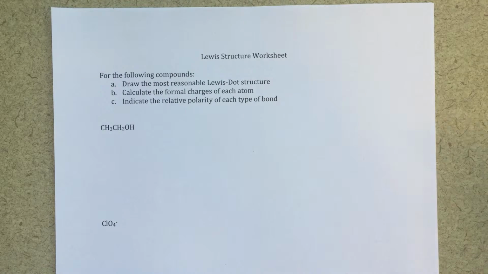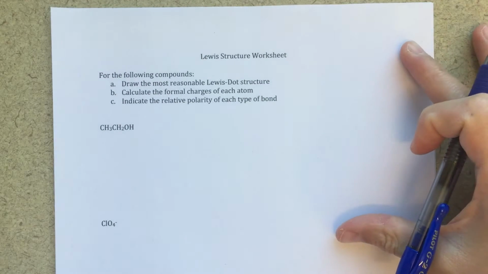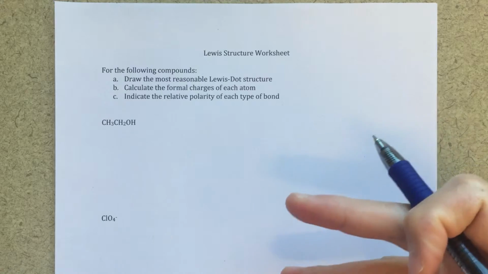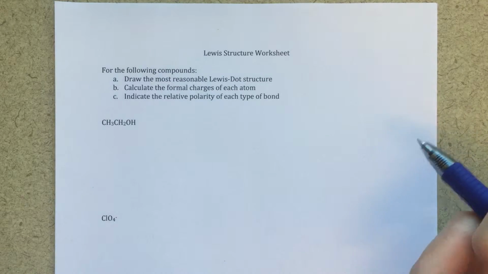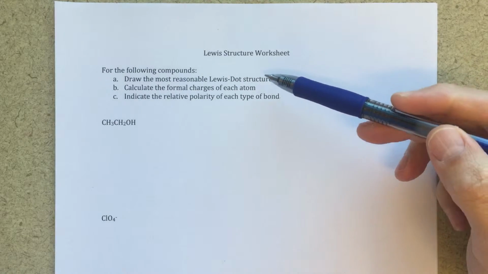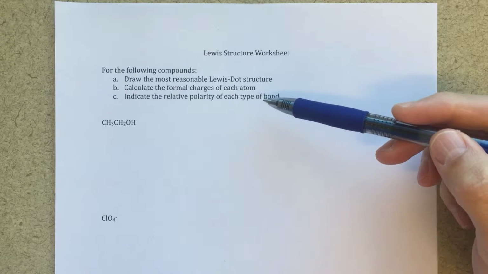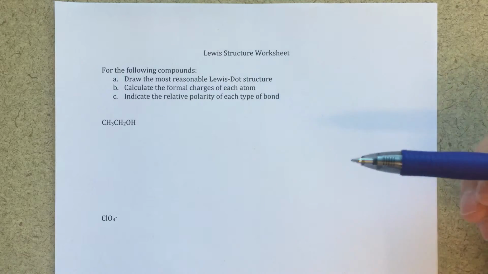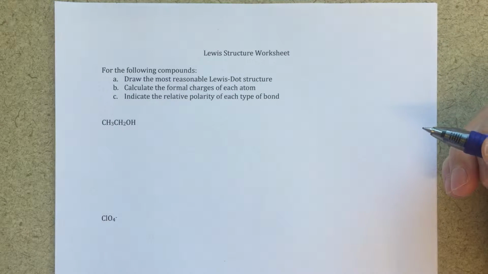Alright class, so this is a Lewis structure video, and basically I'm just going to walk through the strategies behind drawing some Lewis structures and then also talk about calculating formal charges and also indicating the relative polarity for each of the different bonds that we're seeing in there, the covalent bonds. So let's go ahead and get started.